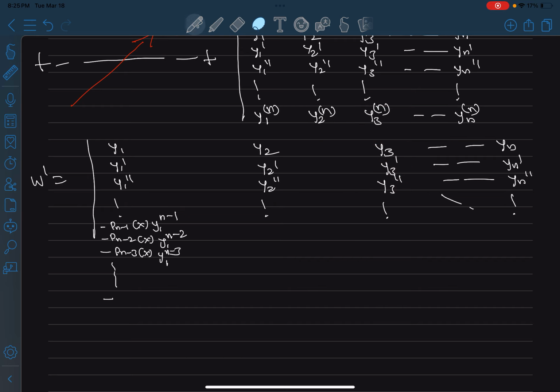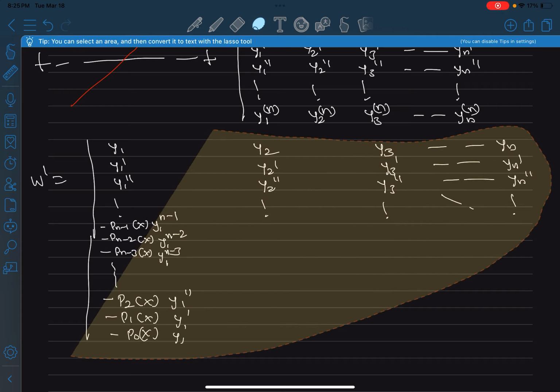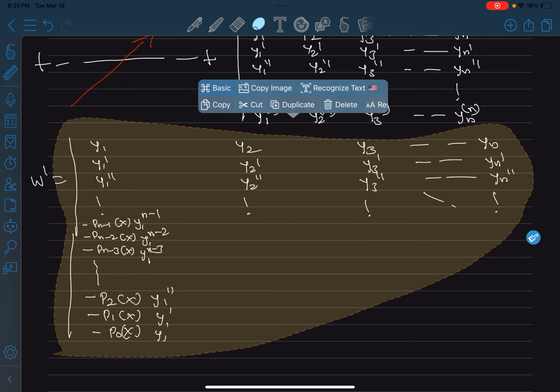Now, the last thing is negative p2 of x y1 double prime, negative p1 of x y1 prime, negative p0 of x y1, right? And similarly, I think I will need a little bit of space over here at last, so I can just shift it a little bit over here.